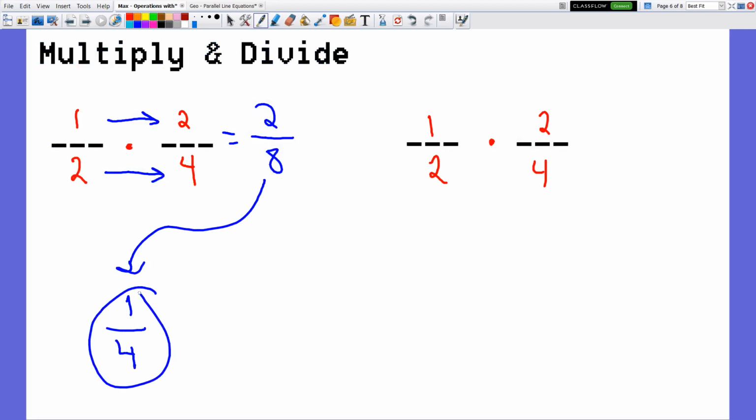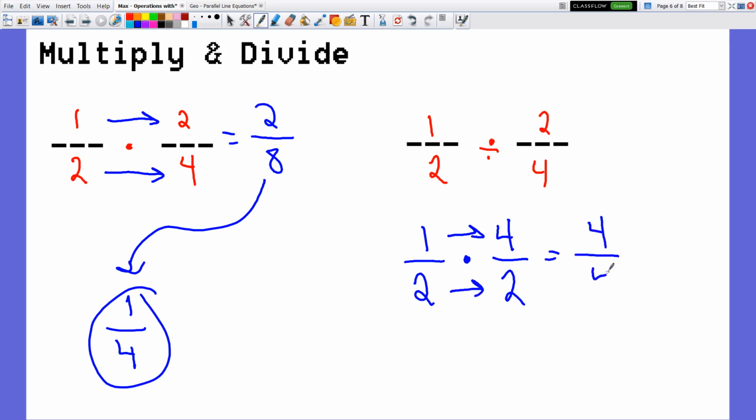Easy. Now for the difference between multiplying and dividing. Keep it, change it to multiplication, and you're going to be multiplying by the reciprocal, which means the upside down version of the second fraction. Keep the first one, change it to multiplication, flip the second one upside down. Across the top, across the bottom.